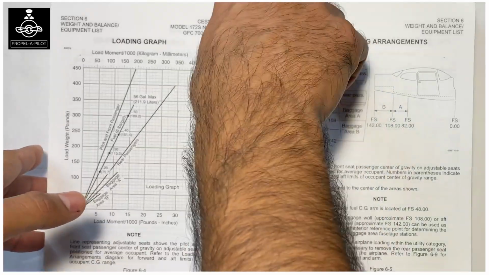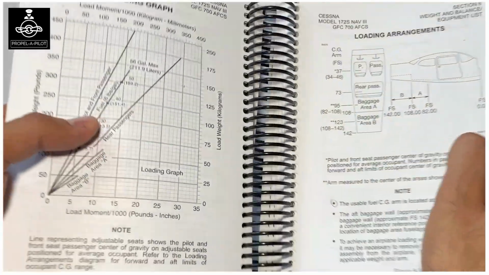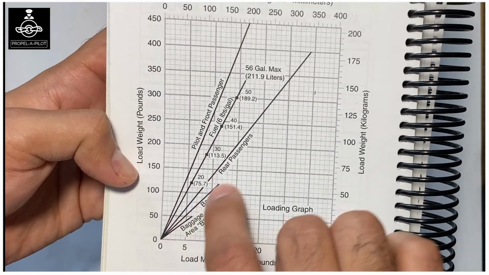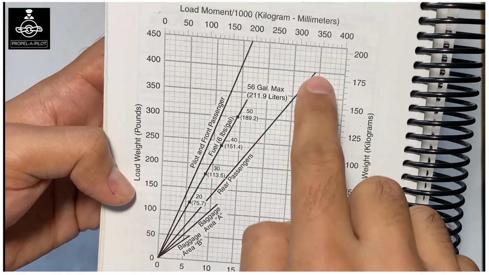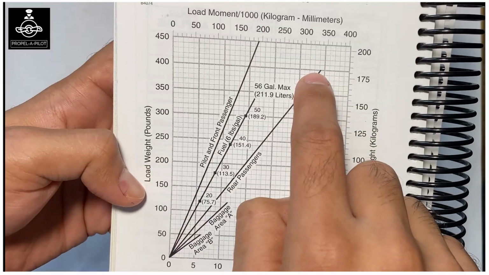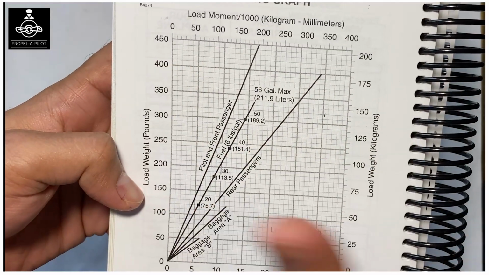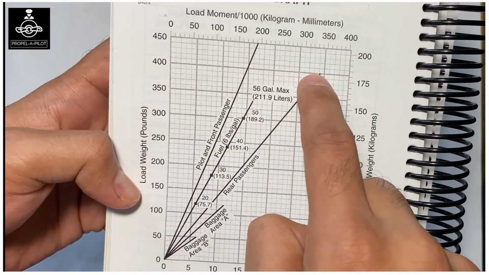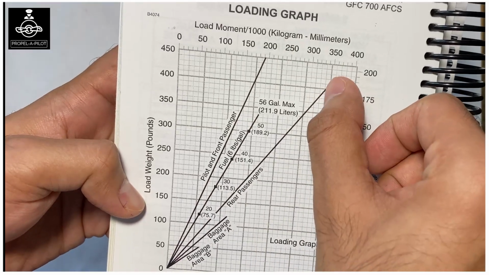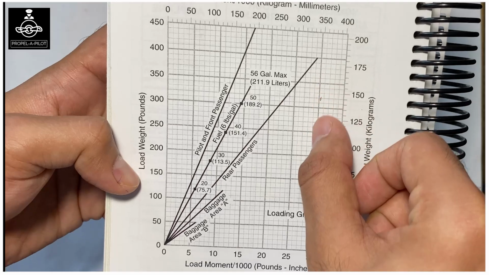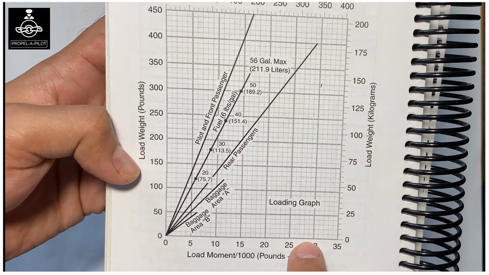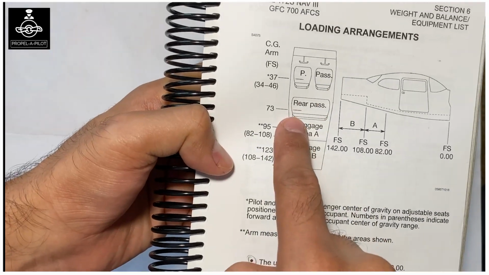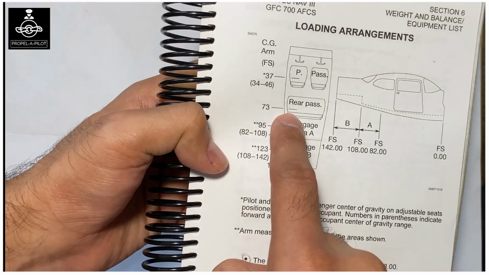Loading graph provides you with a graph that has the calculations done for you. Let's make it simple. This is the rear passenger's line. Let's take the last point on this graph. It intersects 400. So let's imagine a situation in which the rear passenger weighs 400 pounds. When the rear passenger weighs 400 pounds, the moment will be 29,000 because it is divided by 1000. Now 400 times 73 should give you 29,200.